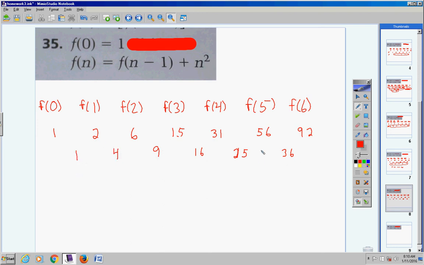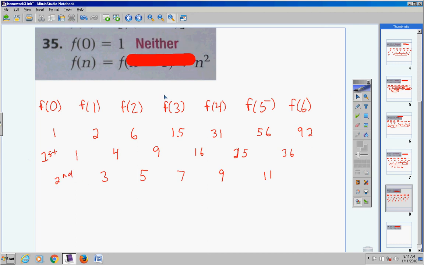We did not get the same number. Now let's check our second differences. Here we'd get 11. Here we would get 9. And then a 7. And then a 5. And then a 3. So in my first differences, all the numbers did not match. In my second differences, all the numbers did not match. So I do not have a linear or a quadratic relationship.